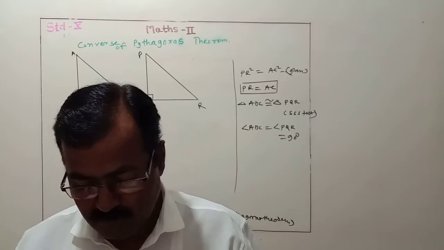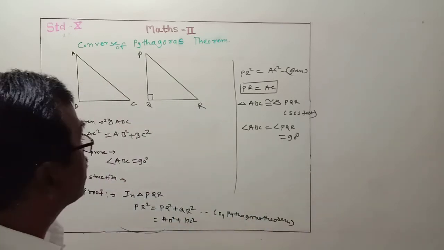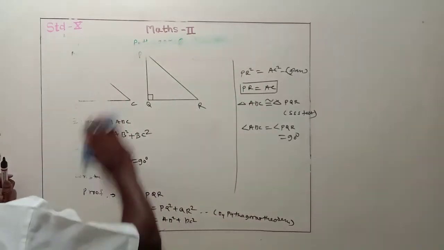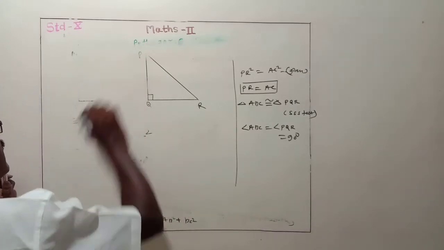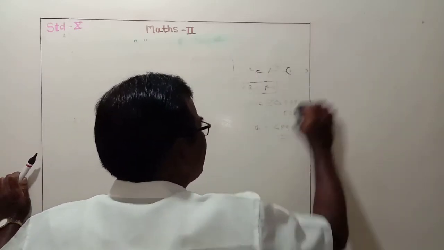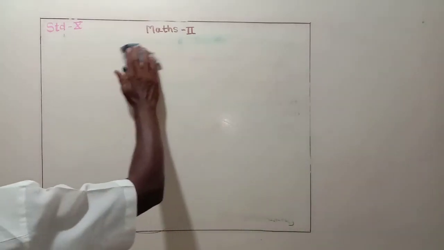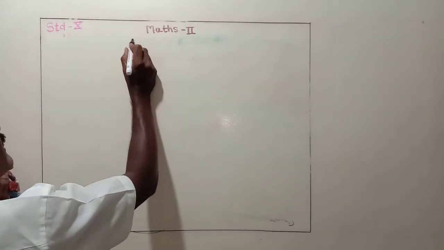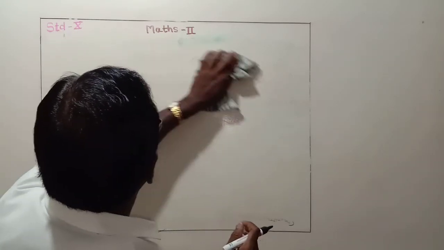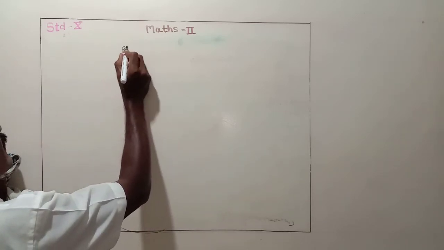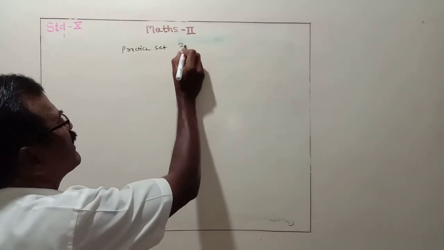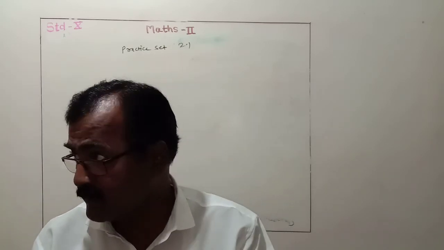Then we study practice set 2.1. In 2.1, there are some examples related with Pythagoras triplets, geometric mean, Pythagoras theorem, and converse of Pythagoras theorem.